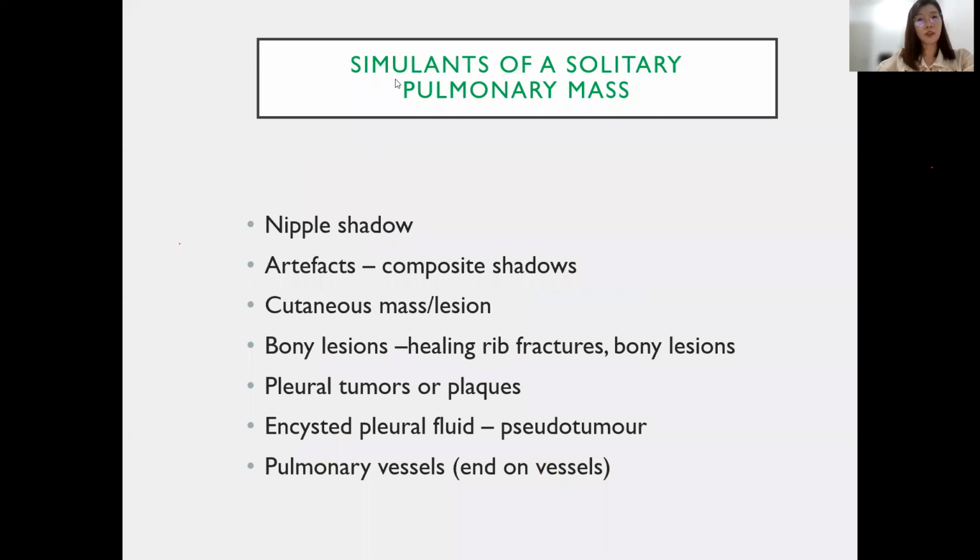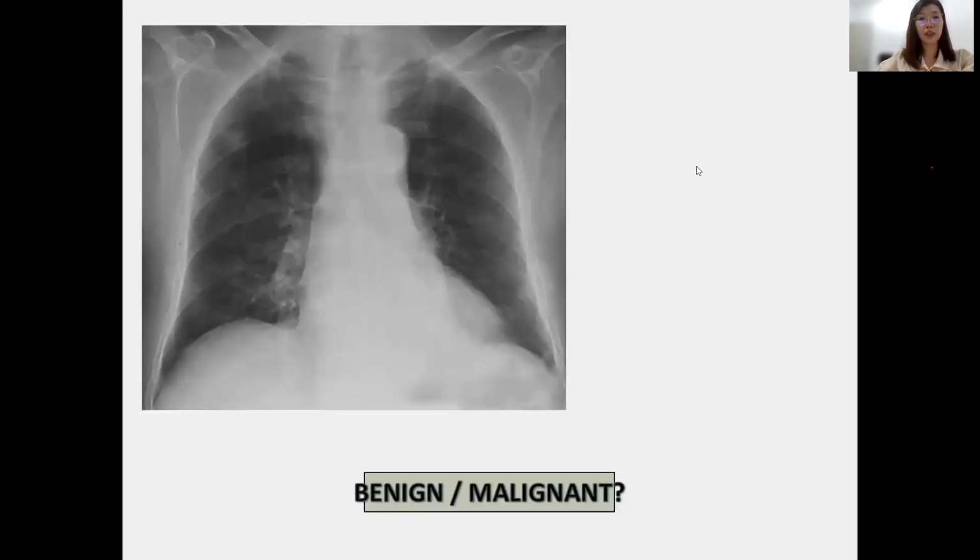So simulants of a solitary nodule or mass include nipple shadow. This is very common, I see it every day, and an artifact like composite shadow showing some nodule, but actually nothing there. Or cutaneous lesion or soft tissue, bony lesion, healing rib fracture, you will see a nodular appearance. Actually, it's just callus formation, or pleural tumor or plaque can look like a nodule on X-ray as well. An encysted pleural fluid, we call it pseudotumor, or pulmonary vessel. End-on vessel can also show as a lung nodule on X-ray.